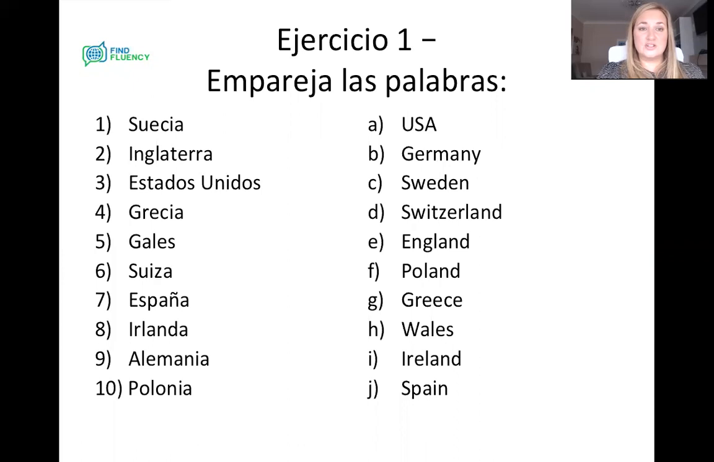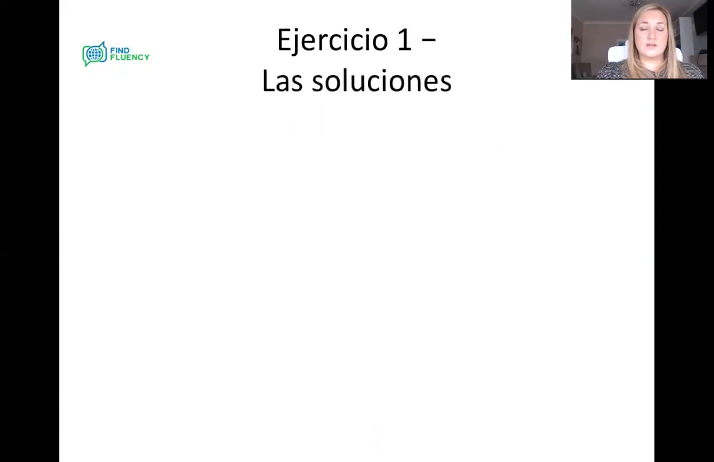Quick way of doing this is just writing the number and the letter that correspond to each other. We don't have to write the whole thing out. Okay, if you want to pause now. I'm going to move on to answers for the exercise. So if you're not ready, feel free to pause. Okay, so las soluciones aquí.